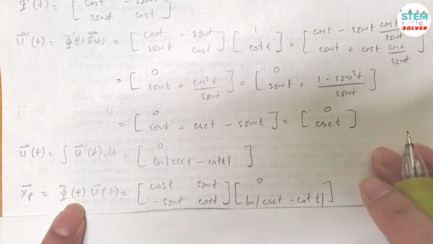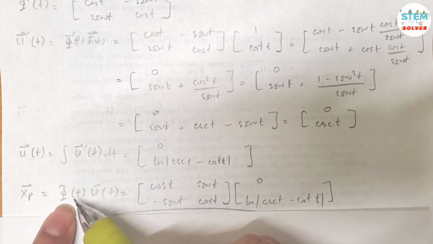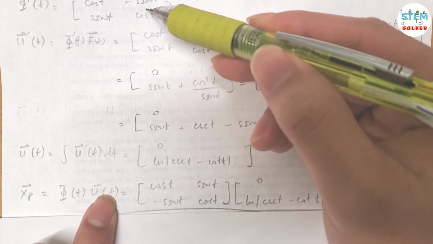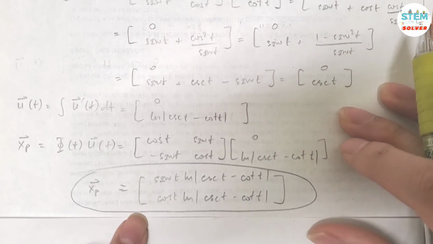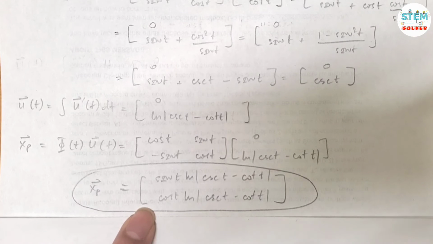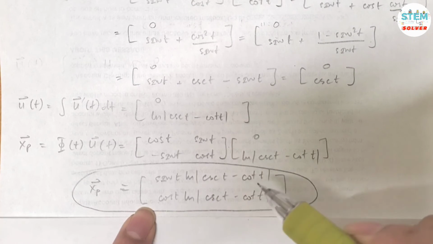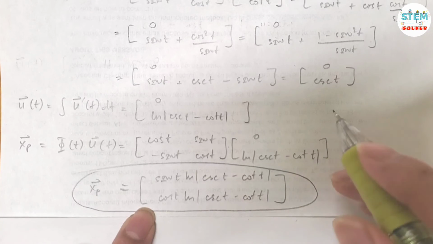Okay, now it's time to write our non-homogeneous part. So it is equal to phi of t times u of t. Phi of t is this one, u of t is what you just found. Multiply them together, it gives you this one. Again, do not switch their order. I mentioned this many times in my videos, and I hope it sticks in your mind.